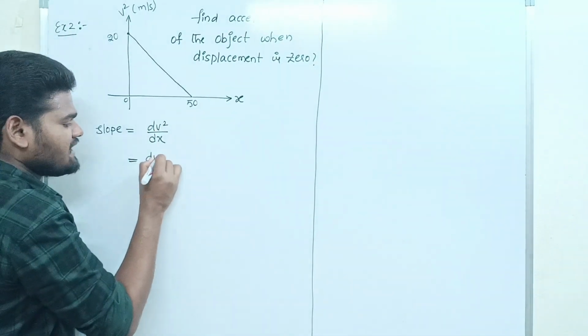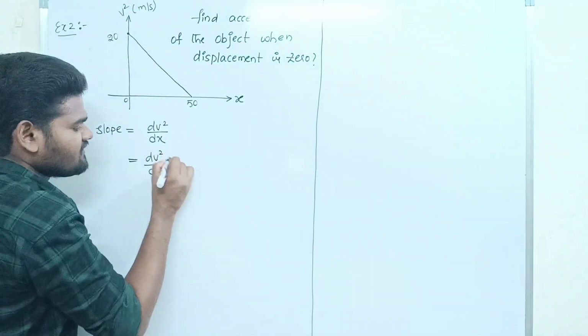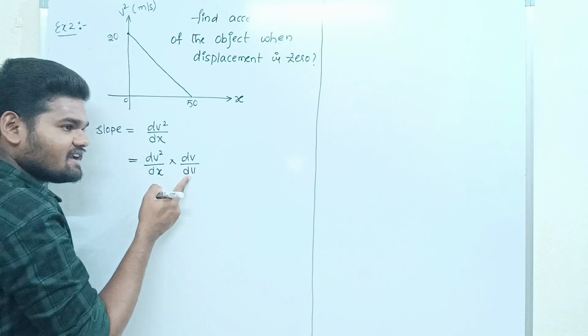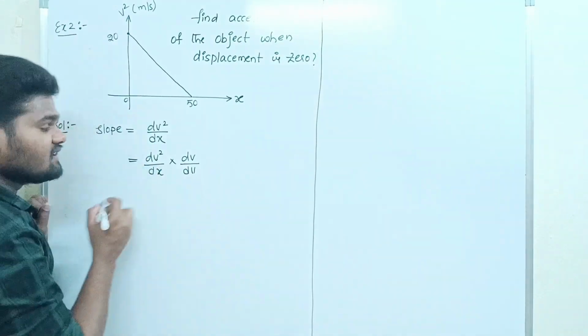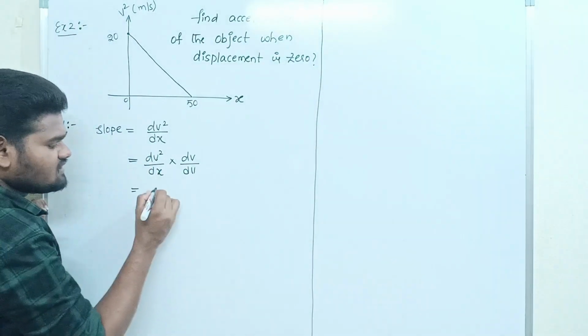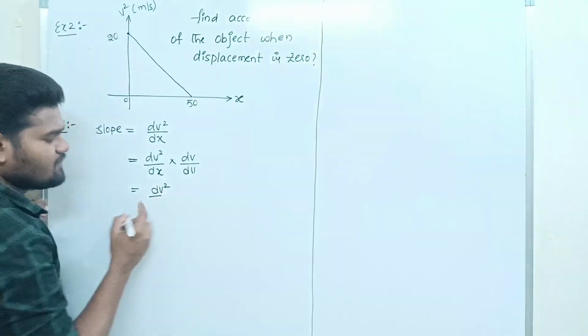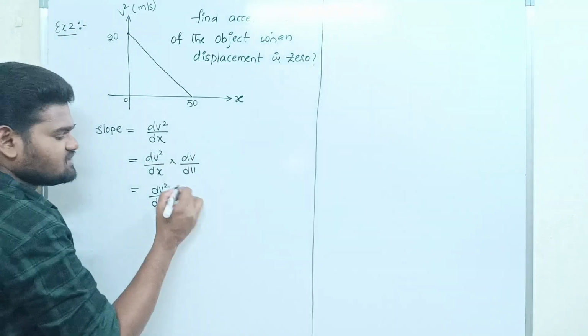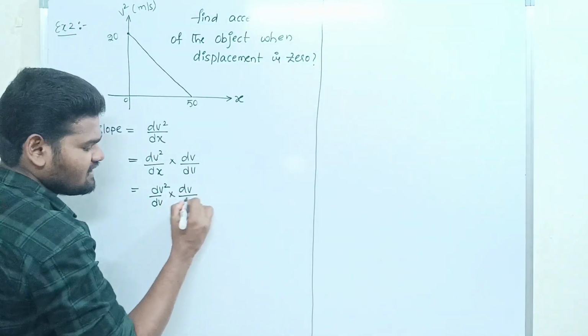Right. So here we have dv square by dx. Now I'm just multiplying and dividing this equation with dv. So have a look. dv square divided by dx, into dv by dv, that is, bring this dv to that side, into dv by dx.